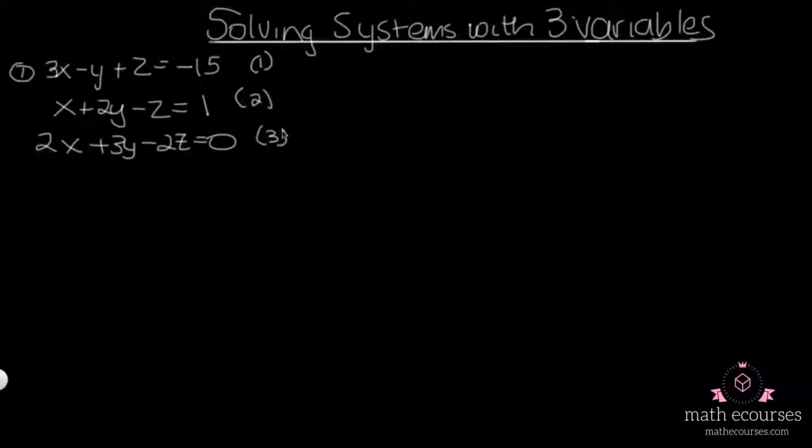So since I'm using the elimination, I'm going to pick any 2 equations and eliminate a variable. So when I look at number 1 and 2, I could easily eliminate z, so I'm going to go ahead and use 1 and 2, and then I'm going to have to go ahead and pick 2 more. So number 1 is 3x minus y plus z equals negative 15. I'm going to rewrite number 1 and number 2.